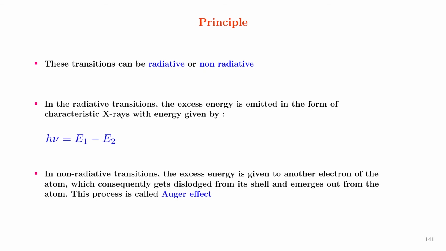In non-radiative transitions, the excess energy is given to another electron of the atom, which consequently gets dislodged from its shell and emerges out from the atom. This process is called the Auger effect.